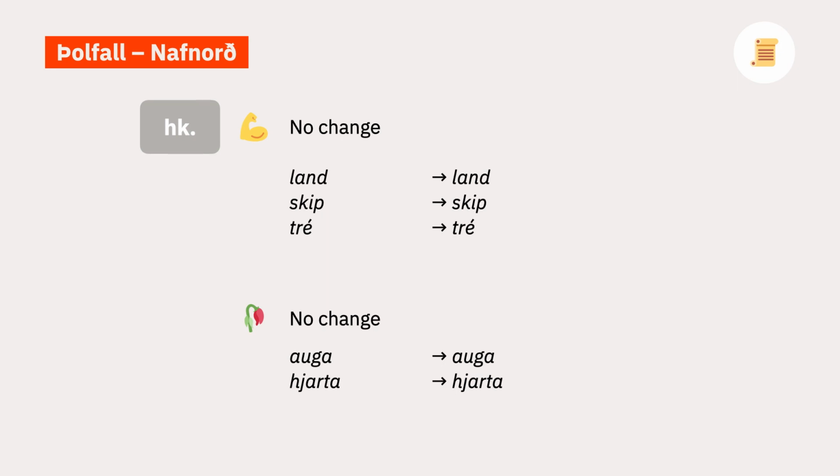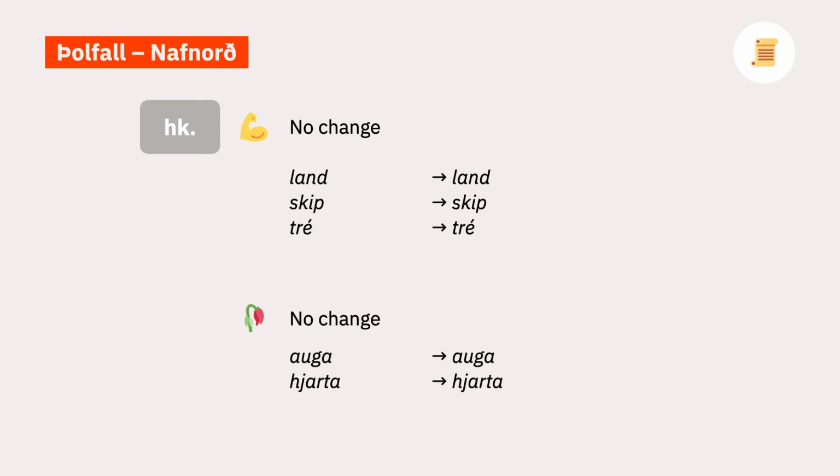The neuter nouns are probably our favourite ones because they don't change at all when going from nominative to accusative. This mirrors what happens in the pronoun system. So það and hán, they're the same in the nominative and in the accusative. Nouns do the same thing. So land, land. Skip, skip. Tré, tré. That's strong neuter. Weak neuter is the same. There's actually no change. Auga, auga.